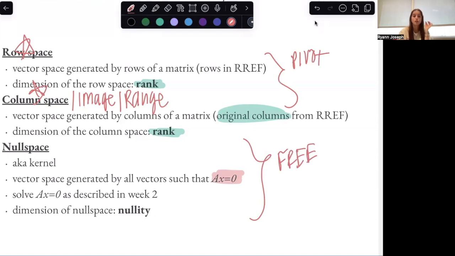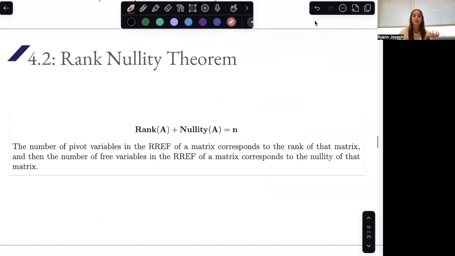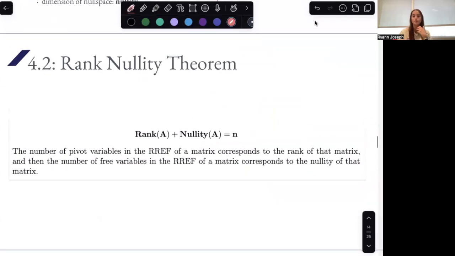The dimension of the null space is called the nullity. So the nullity tells us how many things are in the basis of the null space, how many free variables you have. This all comes together in something called the rank-nullity theorem, which is a really important result in this class in math that tells us how the rank and the nullity of a matrix are related.